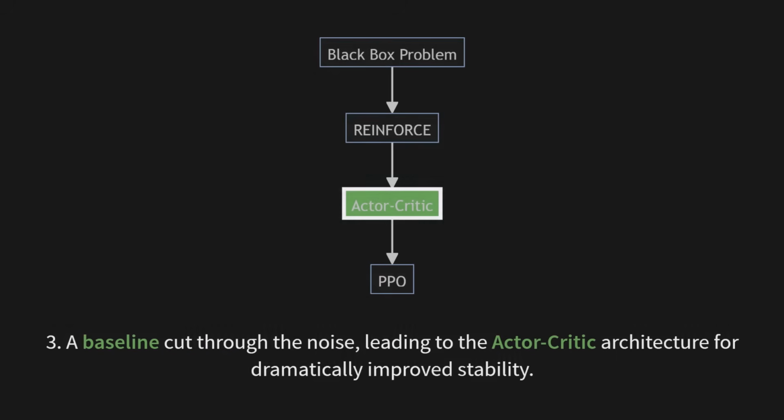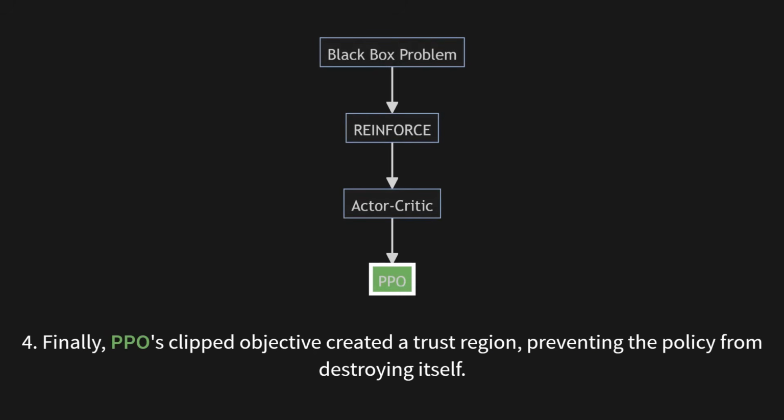Third, a baseline cut through all that noise. This led to the actor-critic architecture, which gave us dramatically improved stability. Now, we were getting somewhere. And finally, step 4. PPO's clipped objective created a trust region, a safety harness, preventing the policy from destroying itself with a bad update. Now, why does all of this matter?